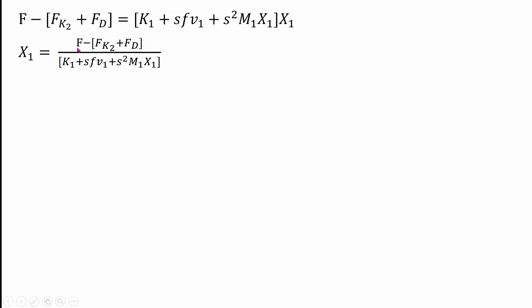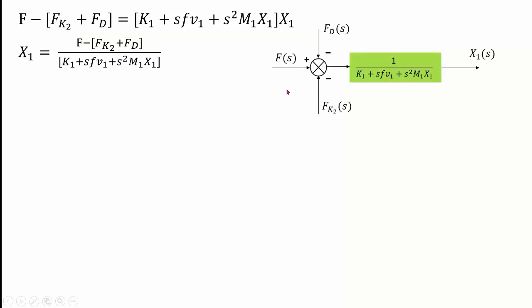So what this shows is that you're going to feed the input f to a comparator, subtracted from two more values fed to the comparator, and then that will be multiplied by the block 1 upon k1 sv, this expression, to give you x1 like this. So we have a comparator, we fed f as input to it, fk2 is shown here, fd is shown here. Both are taken with a minus sign because you have a minus here, and then this is multiplied by the gain or the transfer function 1 upon this expression as shown here. This will give you the output x1, which is the displacement corresponding to block 1.